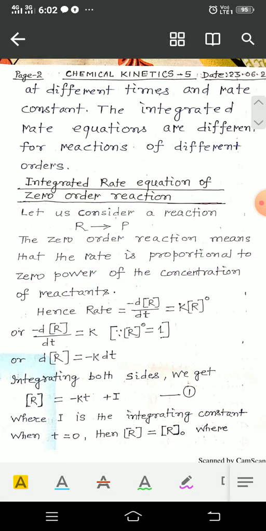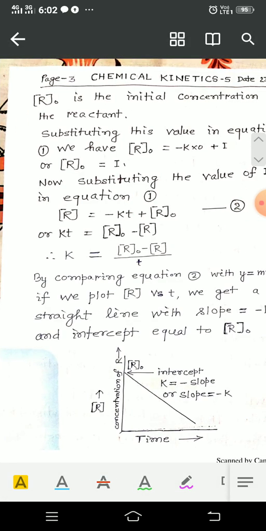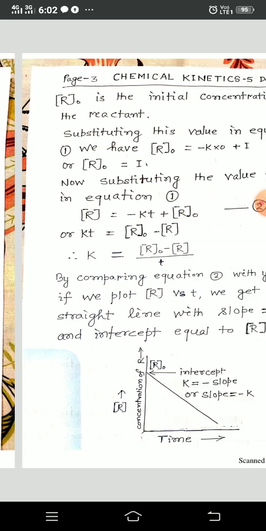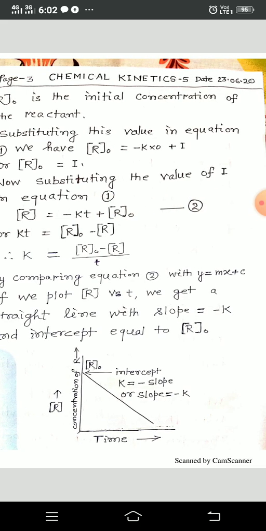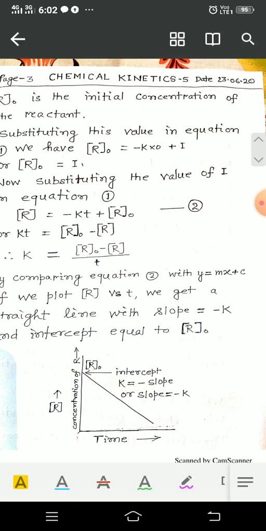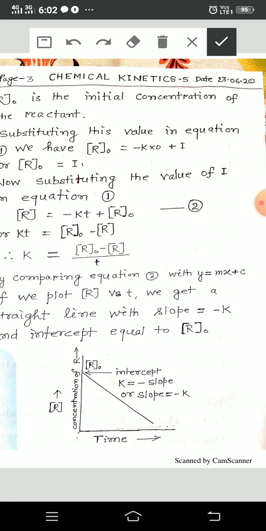Now let us see where R naught is the initial concentration of the reactant.